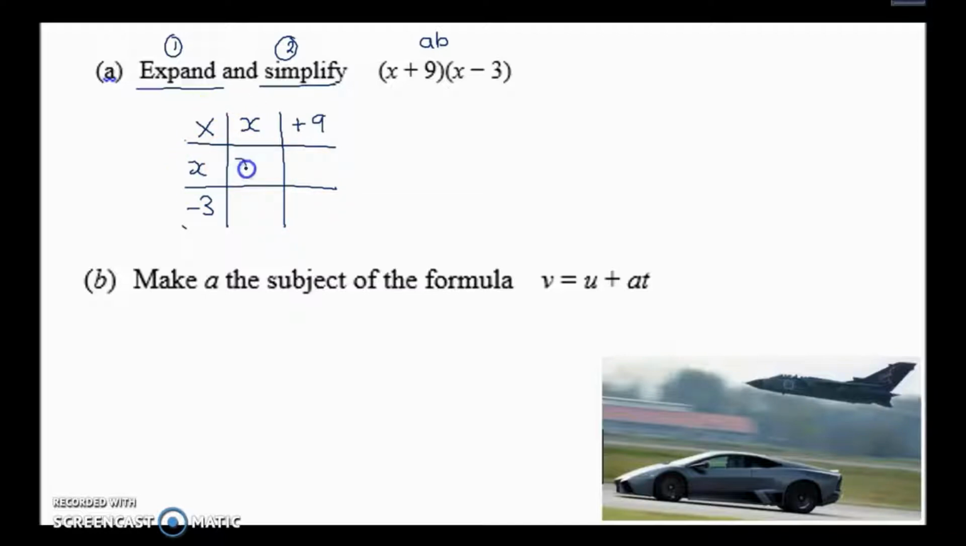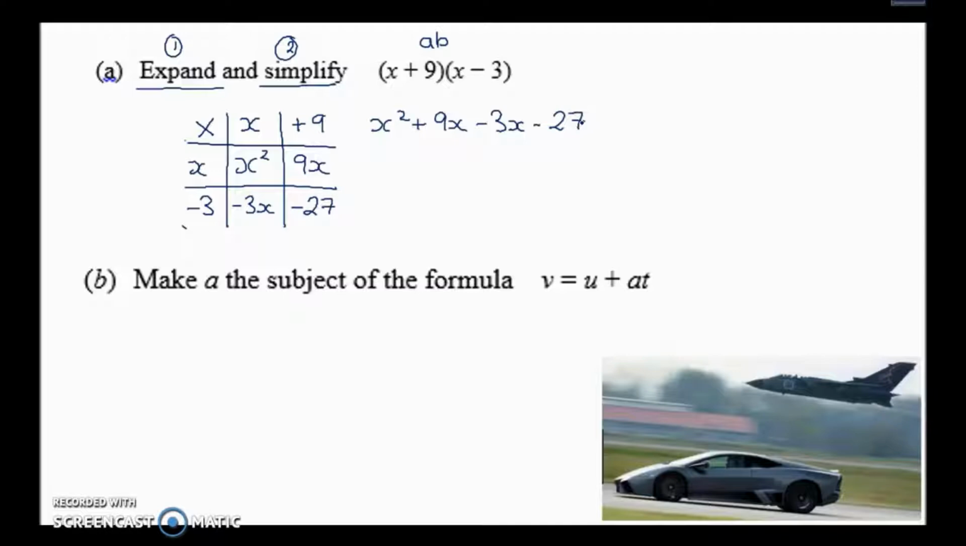So we can do x times x, which is x squared, x times 9, which is 9x, x times minus 3, which is minus 3x, and then minus 3 times a plus 9. So a minus times a plus is a minus, and 3 9s are 27. So we can write out our answer, which is x squared plus 9x minus 3x and a minus 27 on the end. Alright, so that's the expansion done.